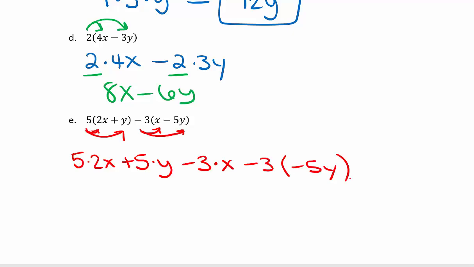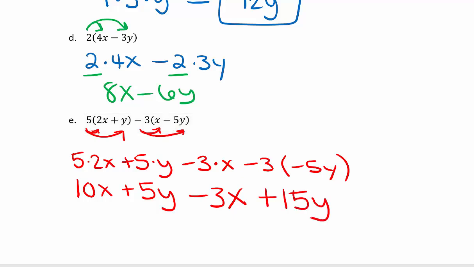We can combine ideas in part E. I'm going to start by distributing the 5. So 5 times 2x is 10x, and then we get a plus 5y. And then I have to distribute the negative 3. Notice I have to distribute both the 3 and the negative. That gives me a minus 3x, and then minus 3 times a minus 5y is going to become a plus 15y. A negative times a negative is always a positive. Or another way of thinking about that, when you distribute a negative, it changes the sign of all the terms.